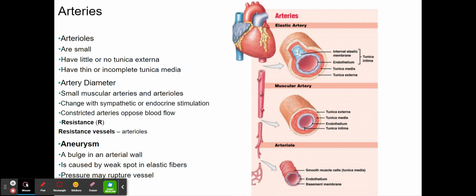The diameters of smaller muscular arteries and arterioles change in response to local conditions, or sympathetic or endocrine stimulation. For example, arterioles in most tissues vasodilate when oxygen levels are low. Changes in their diameter affect the amount of force required to push blood around the cardiovascular system. More pressure is required to push blood through a constricted vessel than a dilated one. The force opposing the blood flow is called resistance, or R. So arterioles are also called resistance vessels.